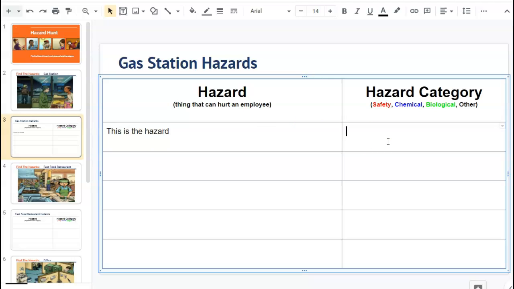Is it a safety hazard? Is it a chemical hazard? Or is it a biological hazard? Or is it an other health hazard? So you just have to type that in. I would like you to try to find 5 for each.